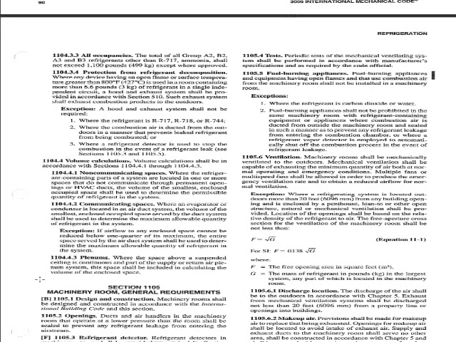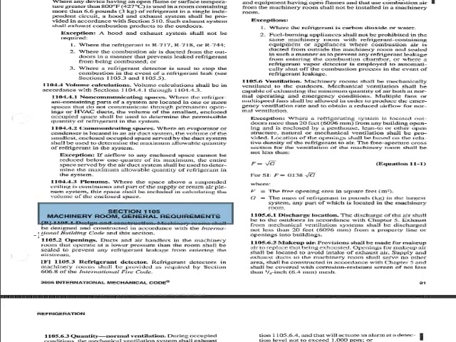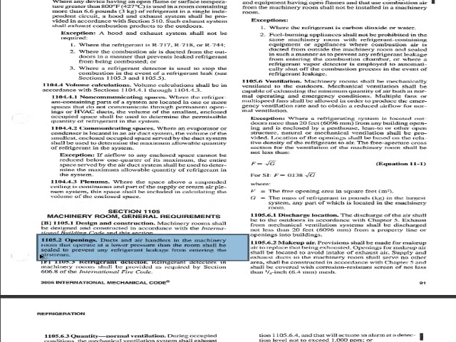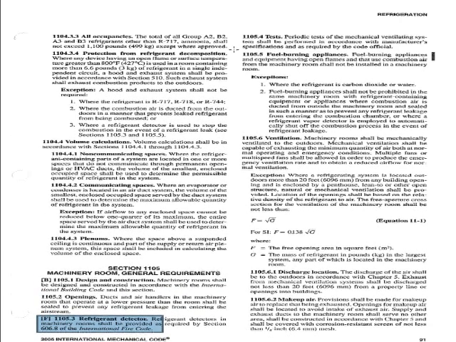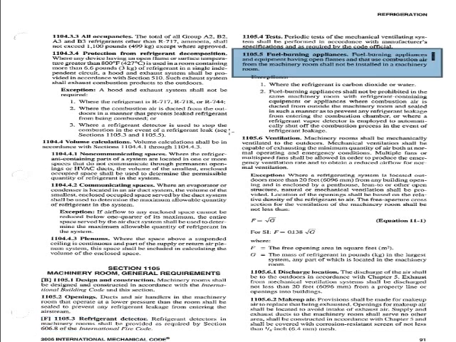Then 1105 talks about machinery rooms and general requirements. What type of openings are required? Do we need to have a refrigerant detector? And again, it refers to the International Fire Code. It talks about fuel burning appliances and refrigeration. What type of ventilation is required?